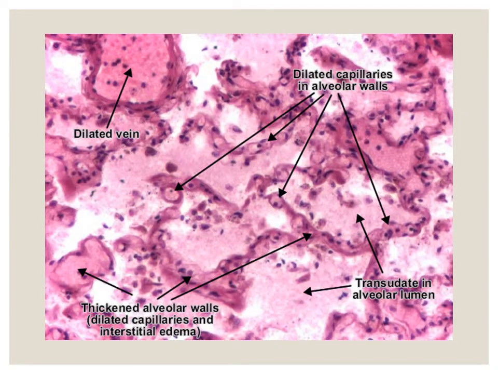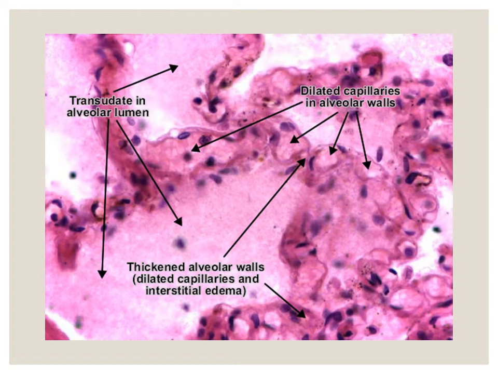So these are the histomorphological features of the lungs in cardiogenic pulmonary edema. As you can see, there are dilated capillaries within the alveolar walls. There is accumulation of fluid within the alveolar lumen, that is the transudate, and there is thickening of the alveolar walls and interstitial edema. This is again a more magnified power: the transudate in the alveolar lumen, the dilated capillaries, and the thickened alveolar walls as a result of acute pulmonary edema.